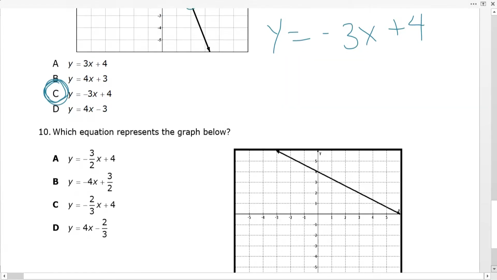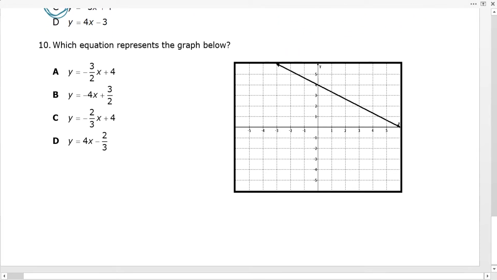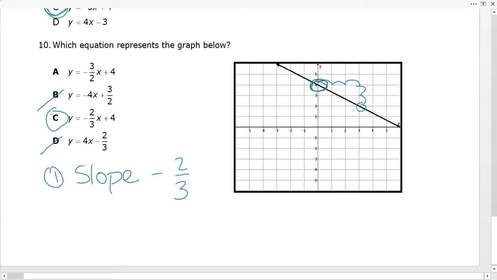Oh my gosh, this one's going to go so fast. Okay, last one. First thing we're going to do is find the slope. And I see a point here and here. So we go up 1, 2, over 1, 2, 3. It's negative. So I know right then that it's not going to be D or B. Here's my intercept. So I know my intercept has to be 4, A or C. And then my slope is C. A has the slope x over y instead of y over x.